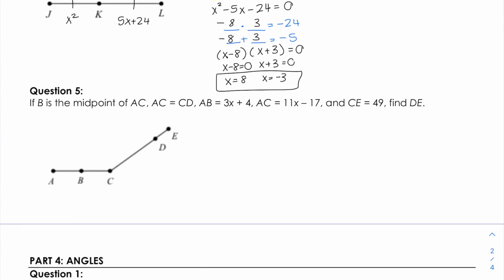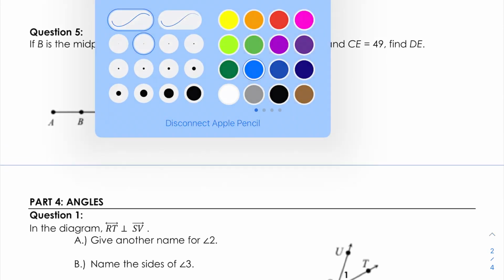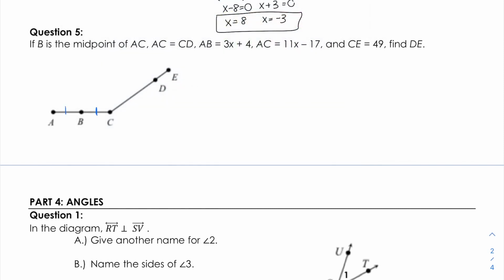Question 5, another segment addition. We have B is the midpoint of AC, so I know A to B is equal to B to C. Then we have AC is equal to CD, so from here to here is equal to from here to here. We have AB is equal to 3x plus 4, AC is equal to 11x minus 17, and CE is equal to 49. We want to find DE. So our goal is to find that little piece right there.